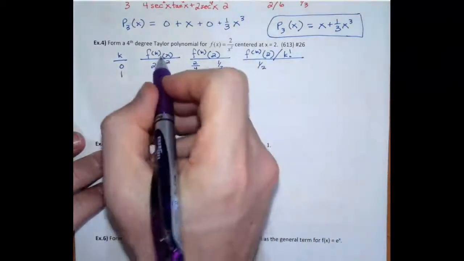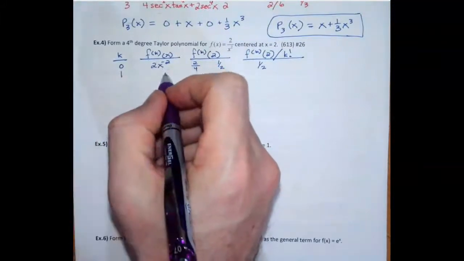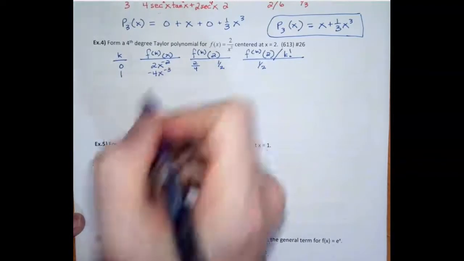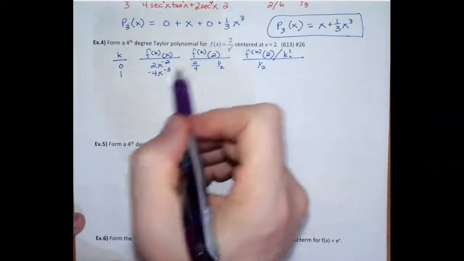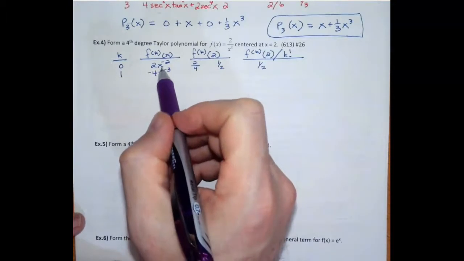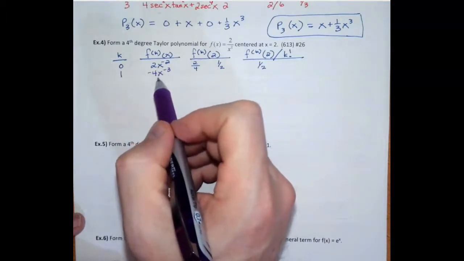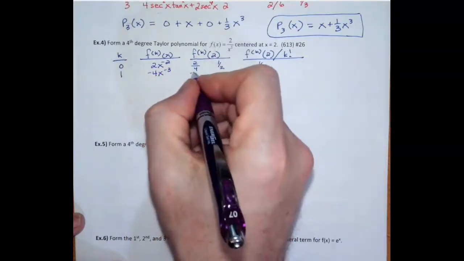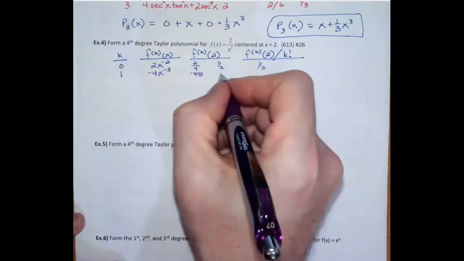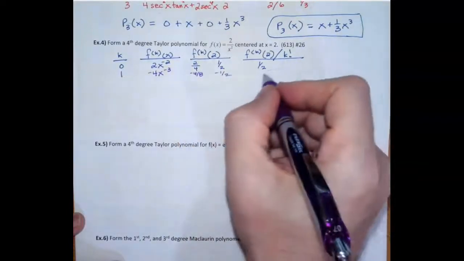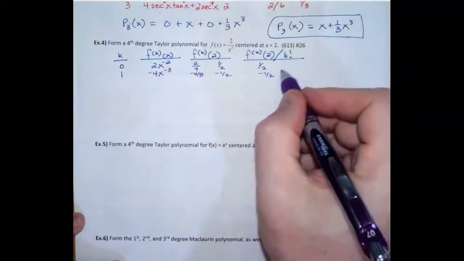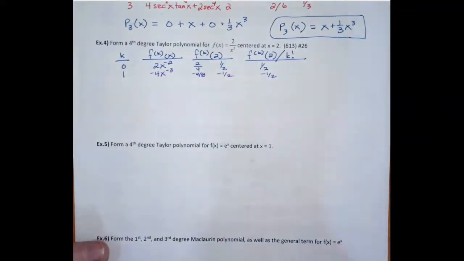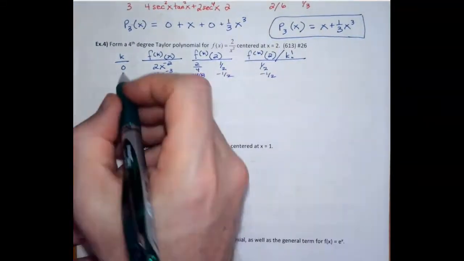Alright, and then if we move on to 1, that's going to be the first derivative. So we take the derivative of that, that's going to be negative 4x to the negative 3. And then if we plug 2 in there, that's going to be negative 4 over 8. So that's going to be negative 1/2. And this is going to be negative 1/2 divided by 1 factorial, which is just negative 1/2.